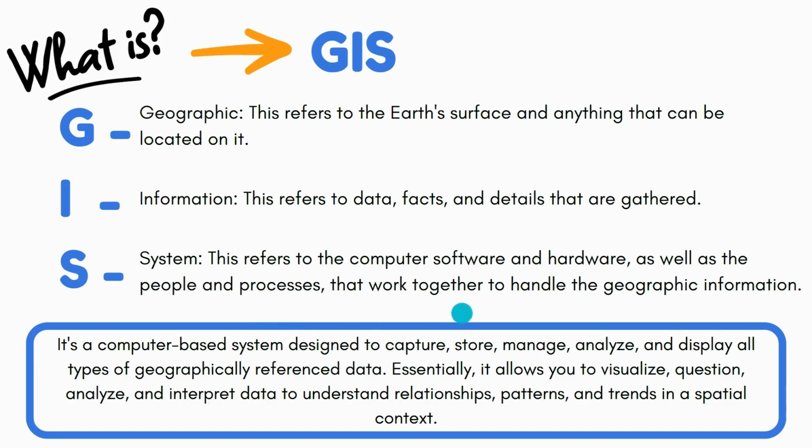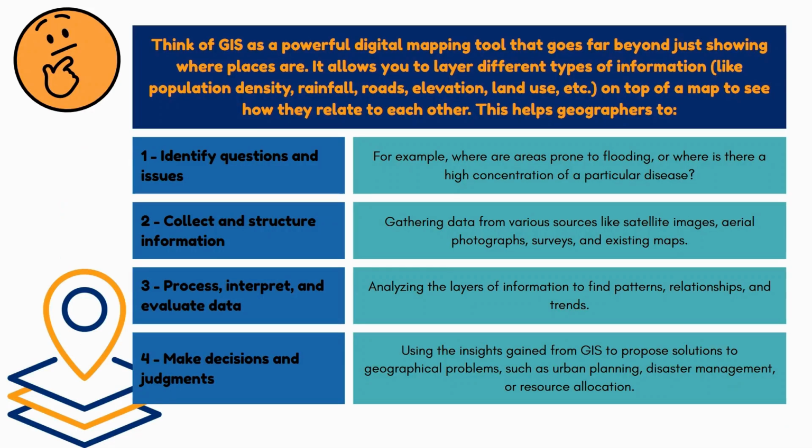Essentially, it allows you to visualize, question, analyze, and interpret data to understand relationships, patterns, and trends in a spatial context. So think of GIS as a powerful digital mapping tool that goes far beyond just showing where places are. It allows you to layer different types of information like population density, rainfall, roads, elevation, land use, and the list can go on. So you are layering that information on top of a map to see how they relate to each other.